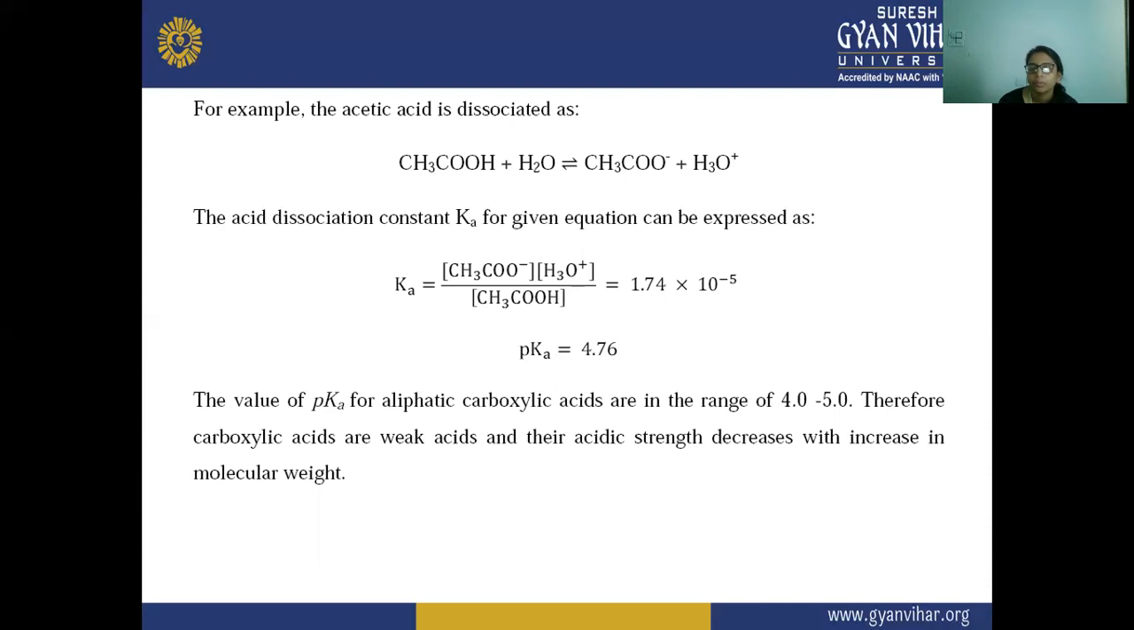So its value pK equals 4.76. So the pK of the aliphatic carboxylic acids are in the range between 4 to 5. Therefore, carboxylic acids are weak acids, and their acidic strength decreases with increase in molecular weight. If the molecular weight of the carboxylic acids is increasing, then there is a decrease in the acidity of the carboxylic acid. So this is the acidity of the carboxylic acid.